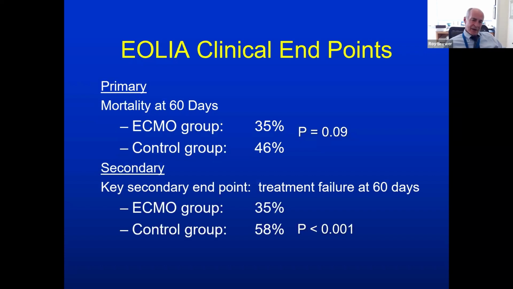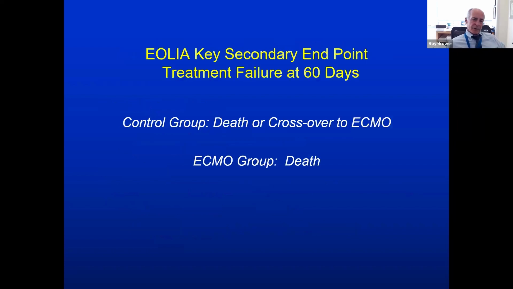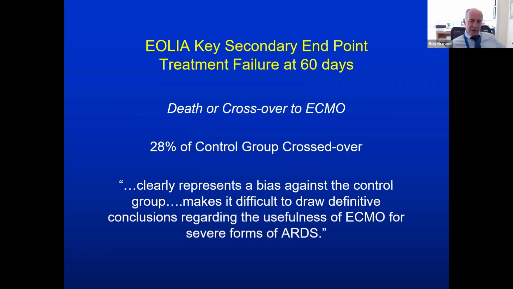They had a key secondary endpoint, which was treatment failure at 60 days. The difference in the treatment failure was that either a patient died or they crossed over. As you can see, the ECMO group has a better treatment failure rate than the control group. But the control group would have a treatment failure if they died or they crossed over. But in the ECMO group, nobody would cross over. So it was only death. Doesn't seem fair, does it? The editorialist to this clinical trial wrote, "This clearly represents a bias against the control group. It makes it difficult to draw definitive conclusions regarding the usefulness of ECMO."